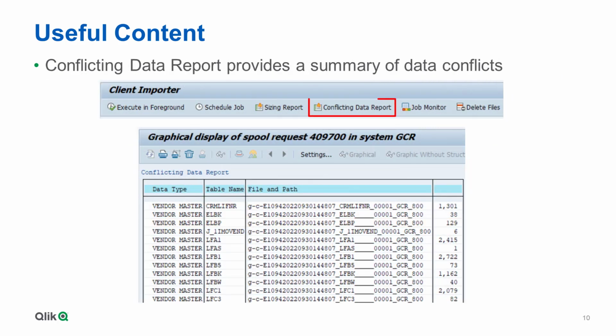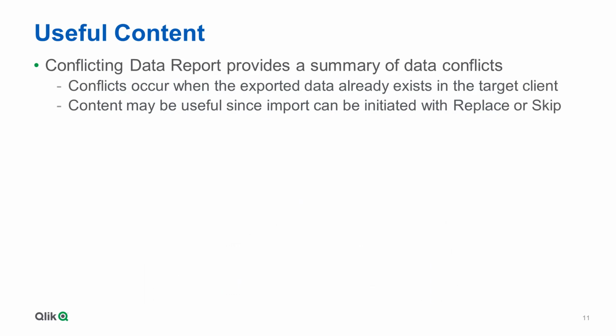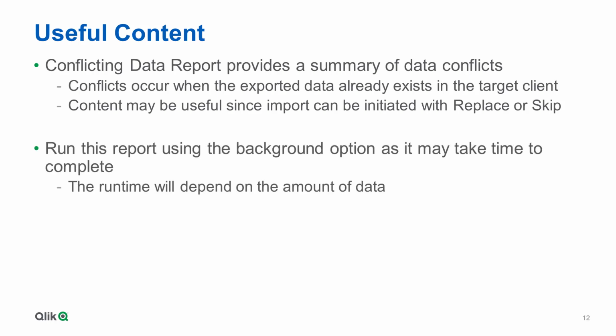The conflicting data report provides a summary of data conflicts, and this slide shows an example of its output. These conflicts occur when the exported data already exists in the target client, and so having the summary may be useful since the import can be initiated using the replace or skip option. When running this report, it is advised to run it in background as it may take some time to complete. The runtime will depend on the amount of data.